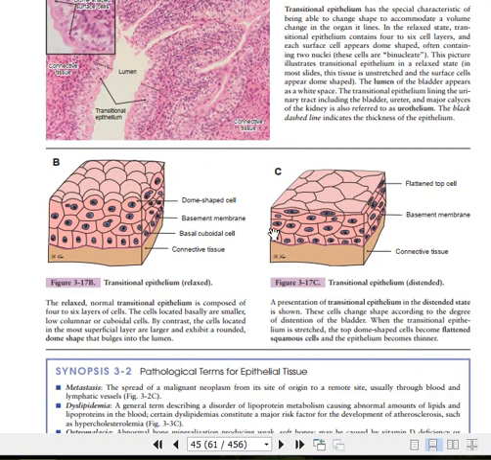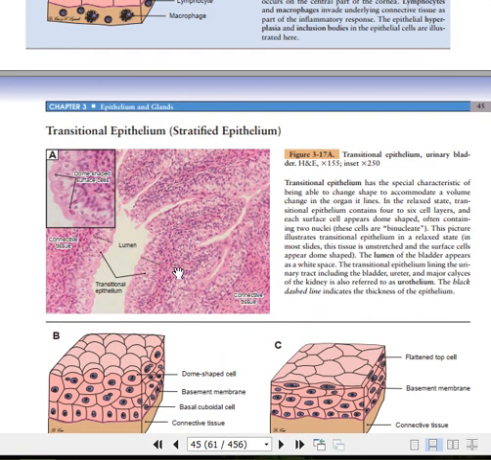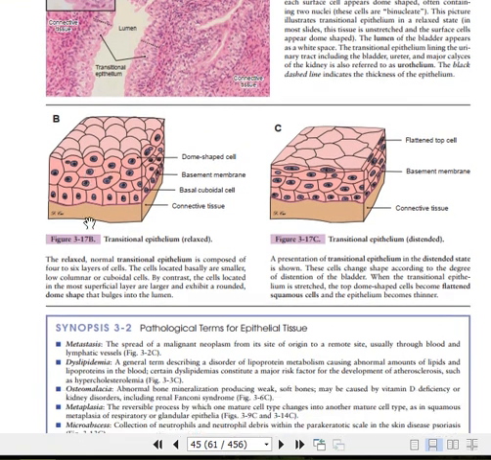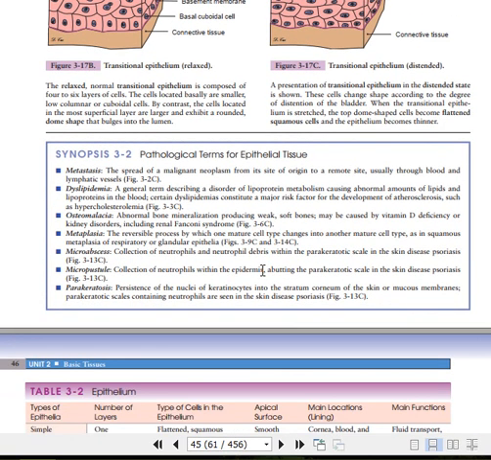So this is the schematic representation. Here, this is the histologic representation. We have the dome cells at the apical-most layer, and then the basal cells have different morphology. As you can see here, the schematic representation is the relaxed form. In the relaxed form, the cells at the apical-most layer are dome shaped. But when they are distended, they become like stratified squamous epithelium, because the cells at the apical-most layer are now flattened. Is it clear? So those are the characteristics.